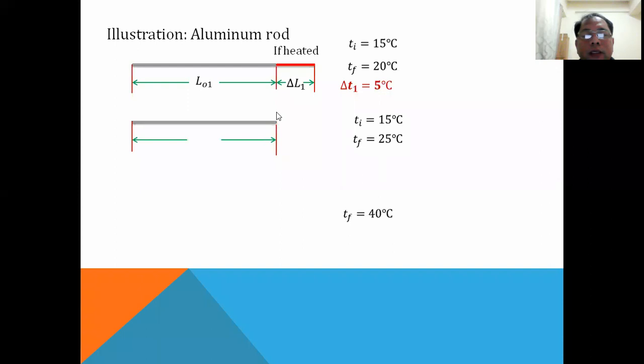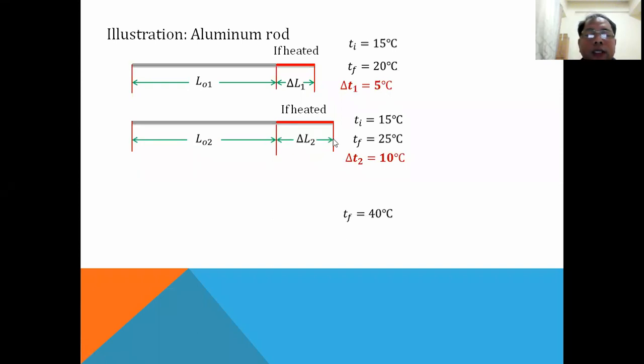So if we heat up the metal and increase its temperature twice, from 5 to 10, most likely your change in length will also double. It was not proportionately drawn, but more or less, when you increase the temperature from 5 to 10, doubling it will cause a doubling effect also in the change in length.